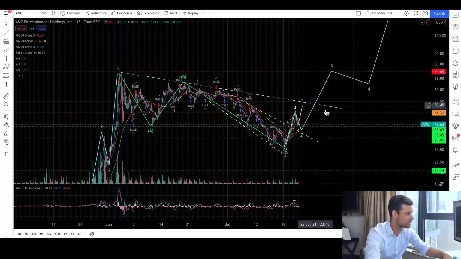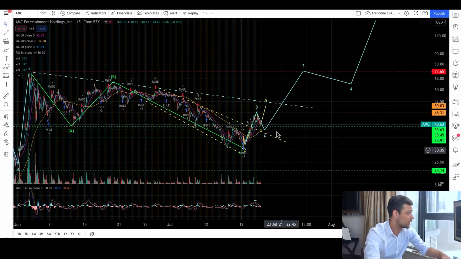So here, I would say we need to be a bit careful in the 50 area. This is definitely not a good level to buy, of course. The good level to buy would be just after this first wave is definitely complete, which is now not 100% sure. Then we correct and then we move higher.